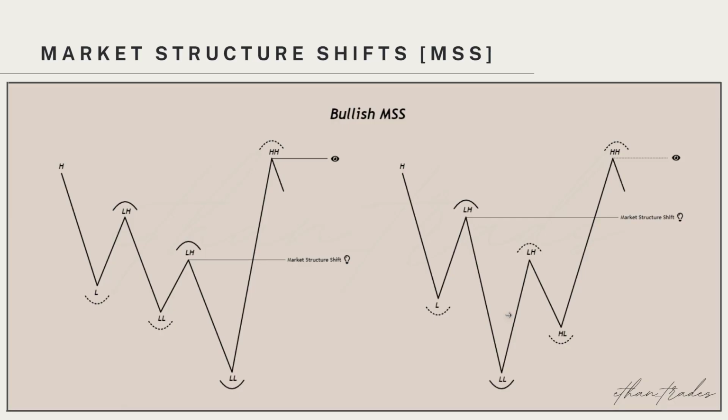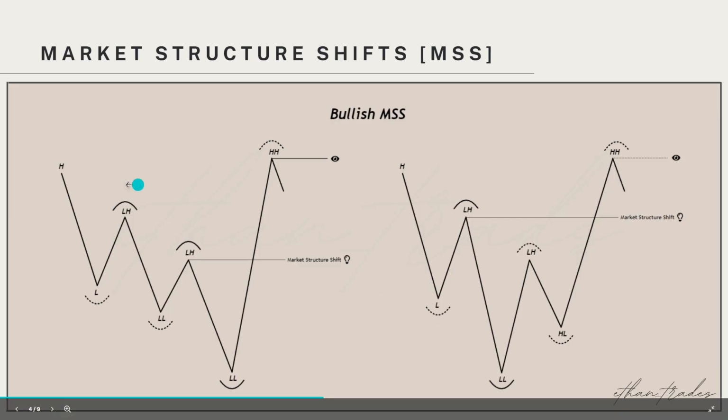Vice versa, if the market is moving bearishly, then a market structure shift indicates that the market is starting to move bullishly. For a market structure shift to occur, a strong swing point must be traded through. In this slide, the schematic depicts a bullish market structure shift example.